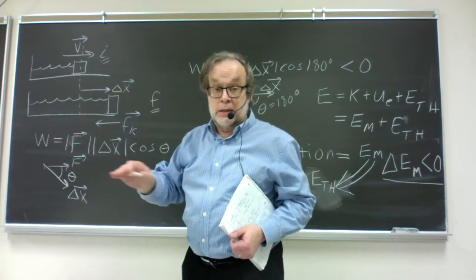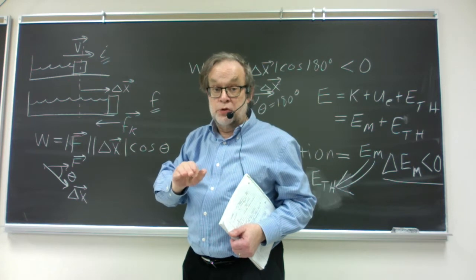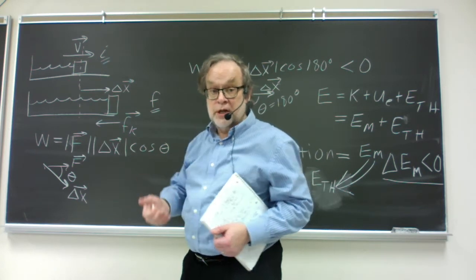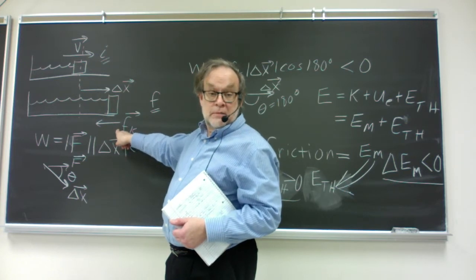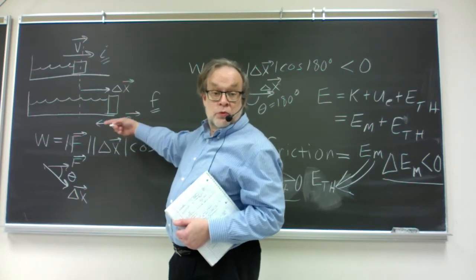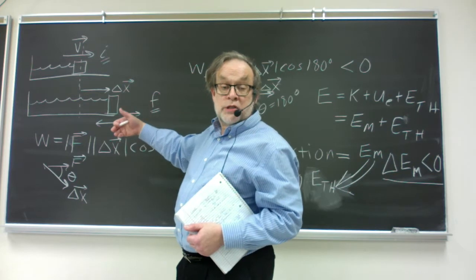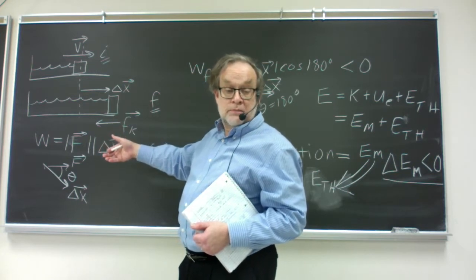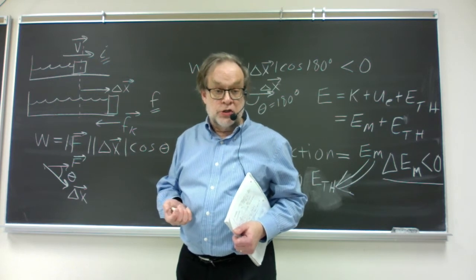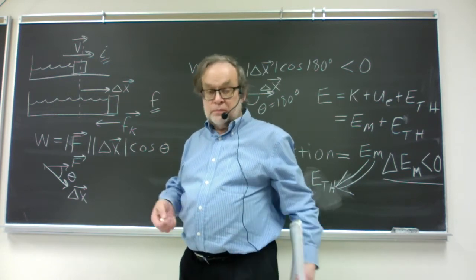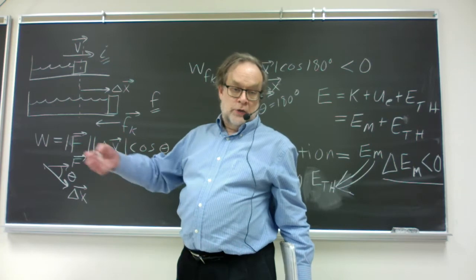Since the mass is sliding across the surface, the particular type of friction force is kinetic friction, which I indicate right there. And remember, kinetic friction always points opposite to the velocity. So the mass is moving to the right, so kinetic friction points to the left. And we know how this works.